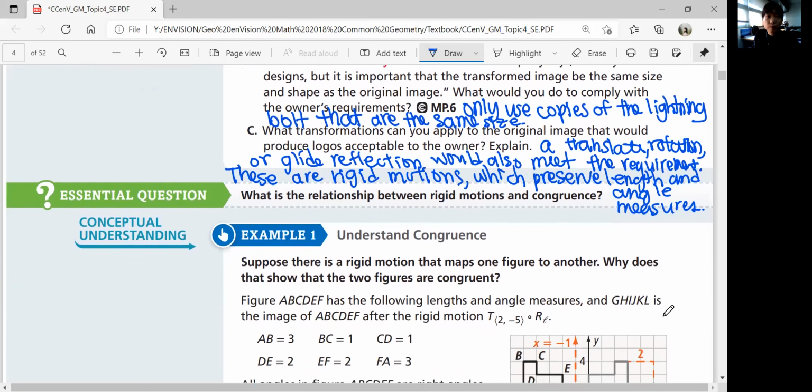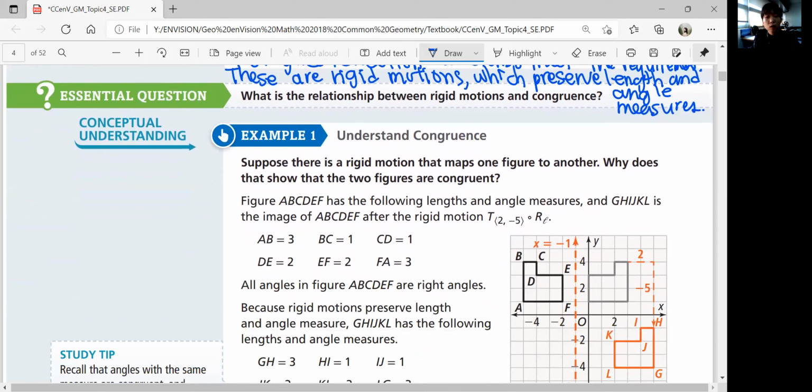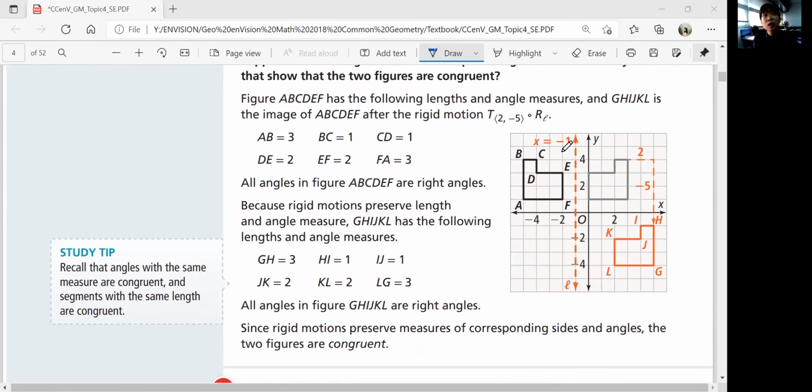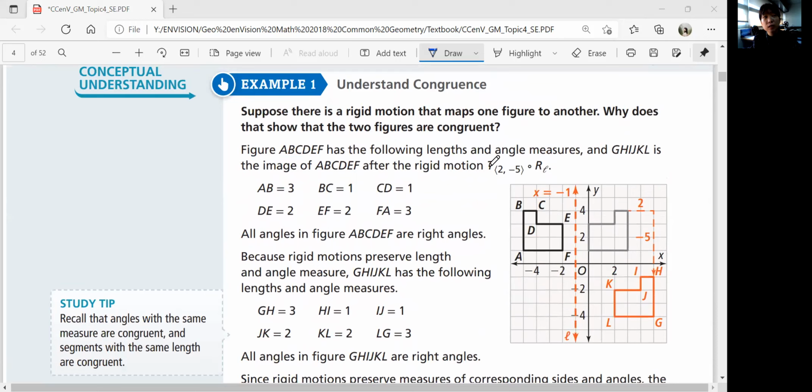Let's look at example 1. Understand congruence. Suppose there is a rigid motion that maps one figure to another. Why does that show that the two figures are congruent? Figure ABCDEF here has the following lengths and angle measures. And GHIJKL is the image of ABCDEF after the rigid motion. This is a glide reflection, right? A reflection, and then a translation.